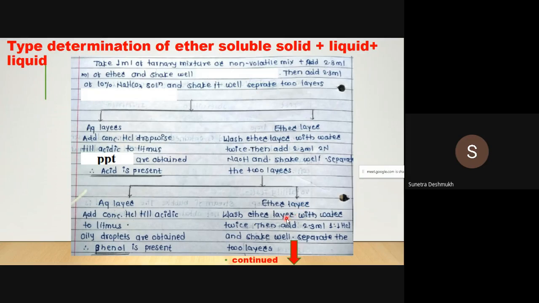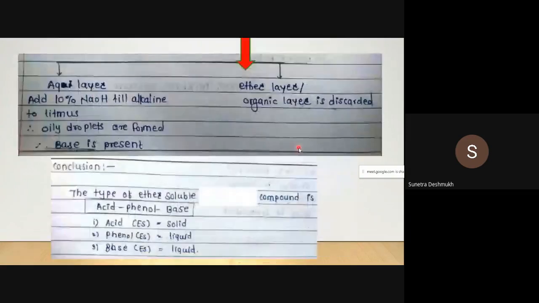So now to test whether the base is present or not, we have to add 1:1 HCl. 2 to 3 ml of 1:1 HCl we will add to the ether, and we will shake it properly, so that if the base is present, it will form a salt with HCl. In the form of salt, it will get soluble in the water layer. It will come out in the aqueous phase. Like that we have to go to the next layer.